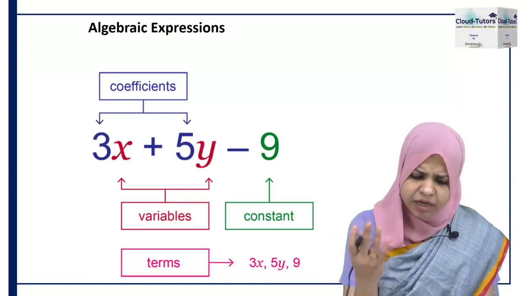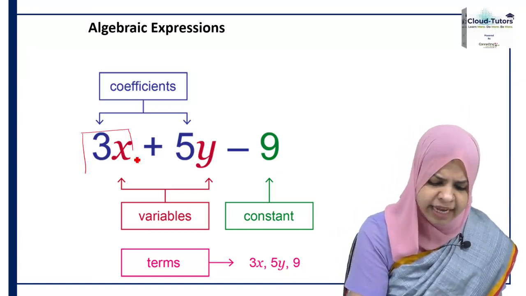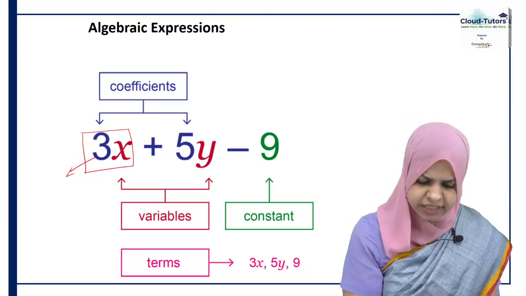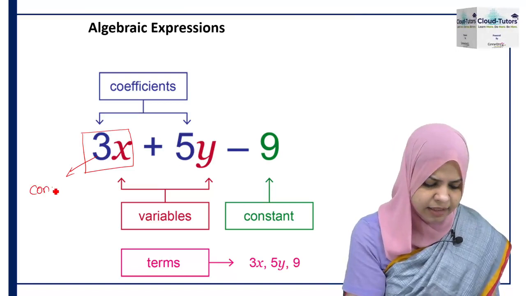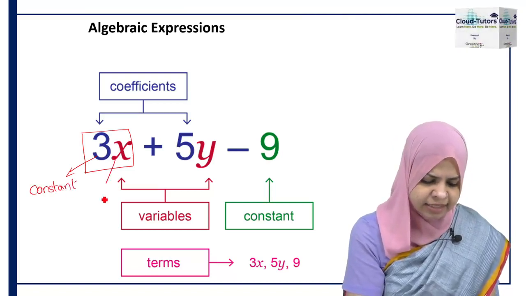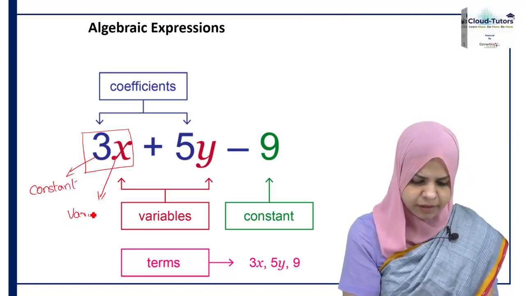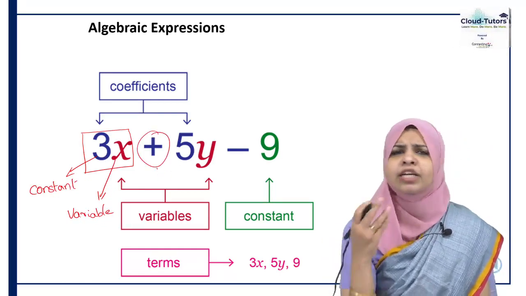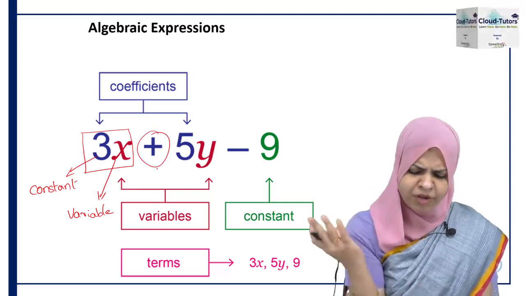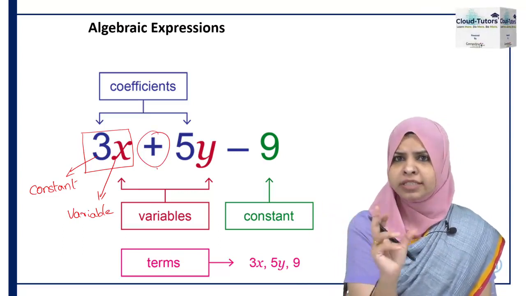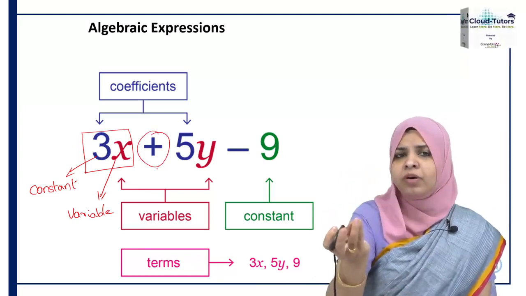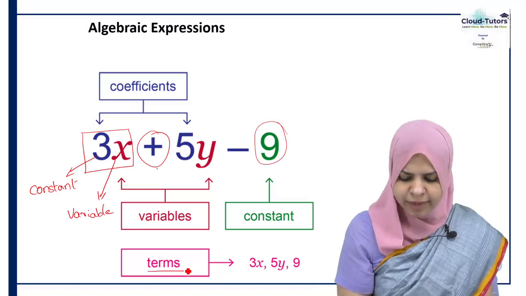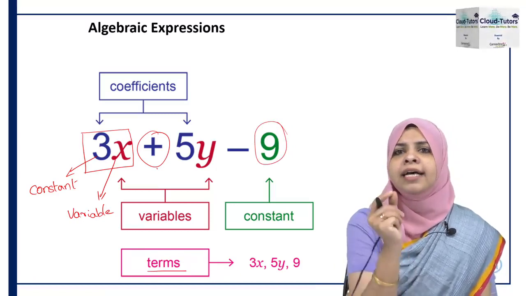Now, this 3x, what are we doing here? You can see that 3 is a constant and x is a variable, right? And then this is a mathematical operator. It can be plus or minus. So when you have a constant and a variable together, or you have just a constant, you call them terms. It is called a term.